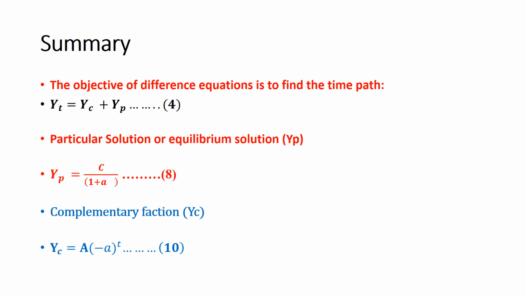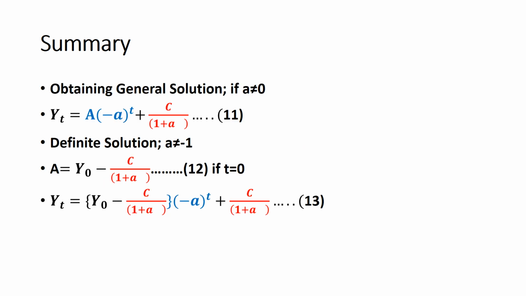The particular solution or the equilibrium solution yp is equal to c over 1 plus a. The complementary function yc is equal to capital A, that is the arbitrary constant, into minus a to the power t. By adding both, we will get the general solution yt is equal to A into minus a to the power t plus c over 1 plus a.